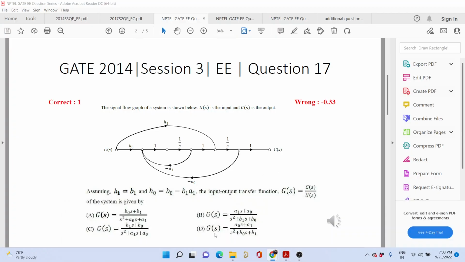So let us start with the very basic sum, the basic thing that we have been doing for a long time now. You see a signal flow graph has been given to you, and it has been told that.